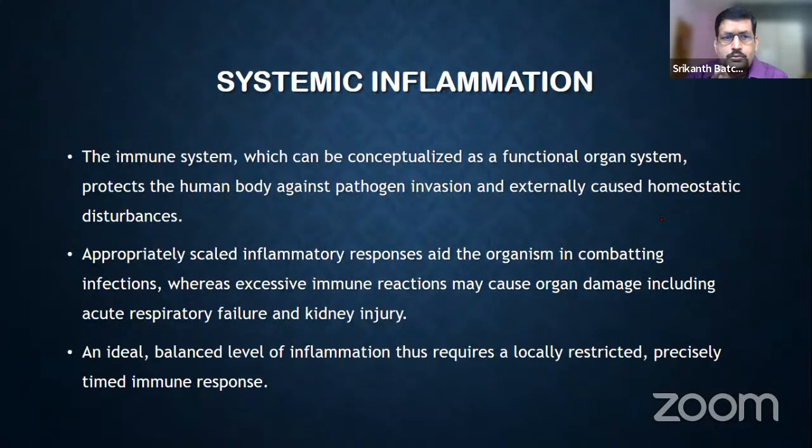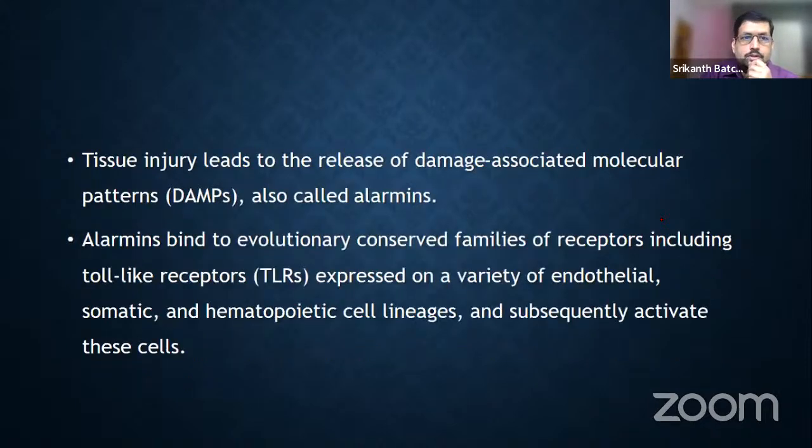The immune system, which can be conceptualized as a functional organ system, protects the human body against pathogen invasion and externally caused homeostatic disturbances. Appropriately scaled inflammatory responses aid the organism in combating infections, whereas excessive immune reactions may cause organ damage, including acute respiratory failure and kidney injury. So an ideal balanced level of inflammation requires a locally restricted, precisely timed immune response.